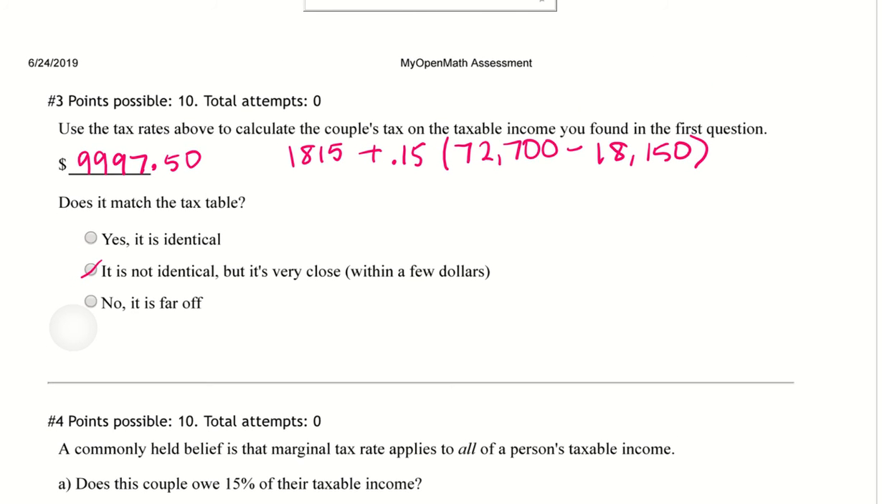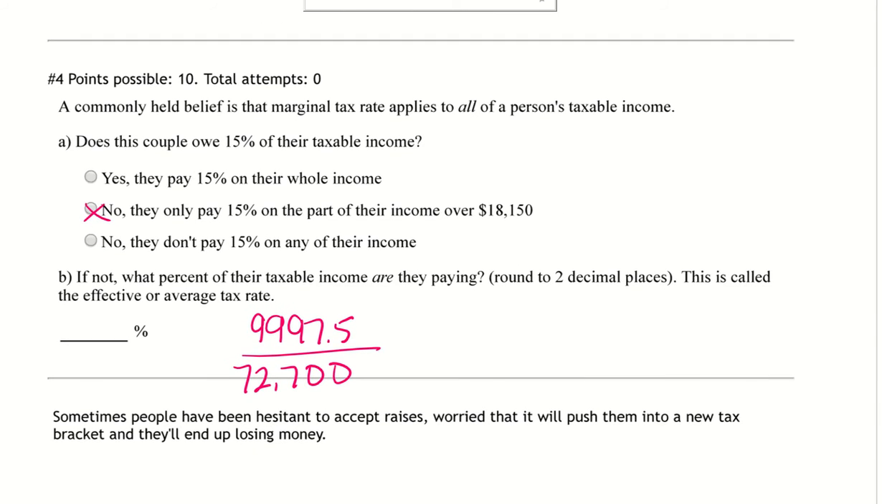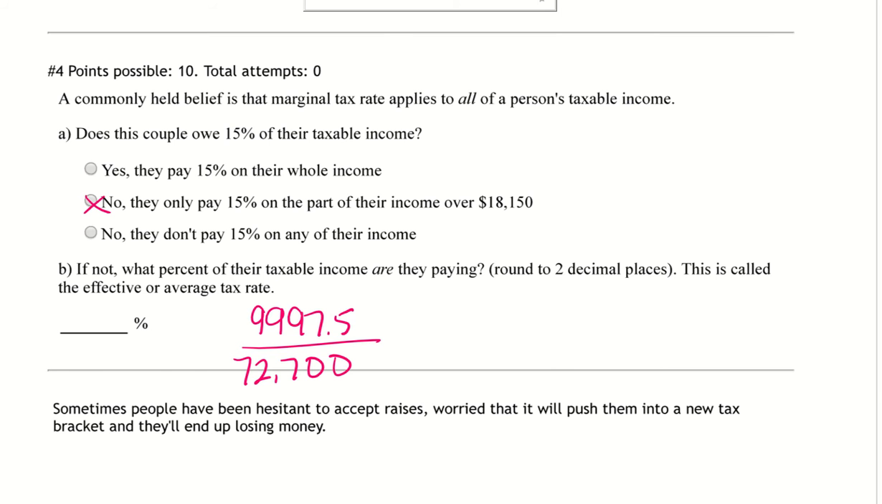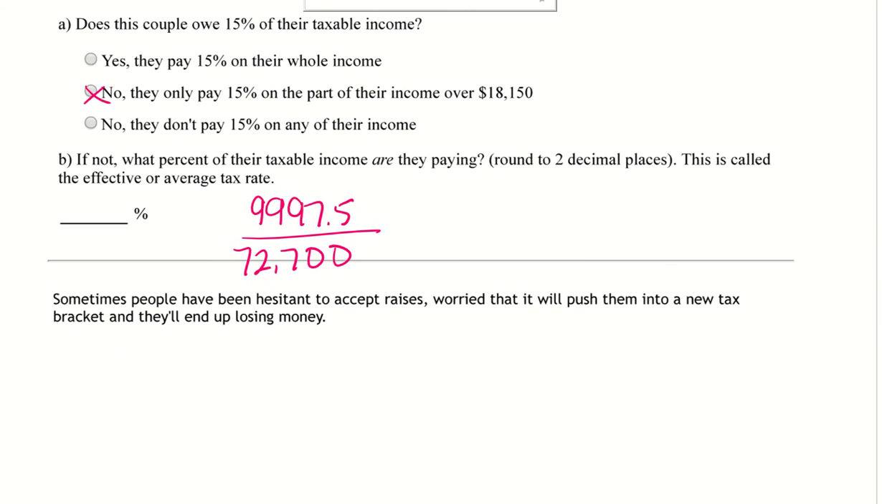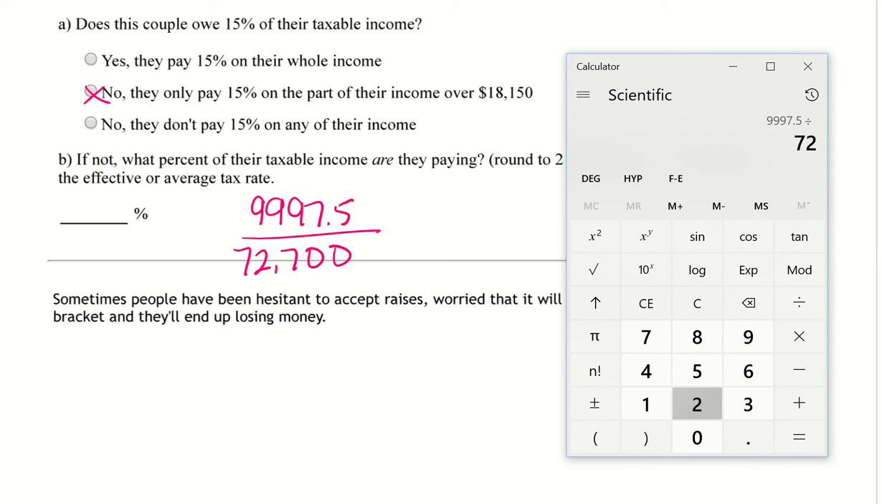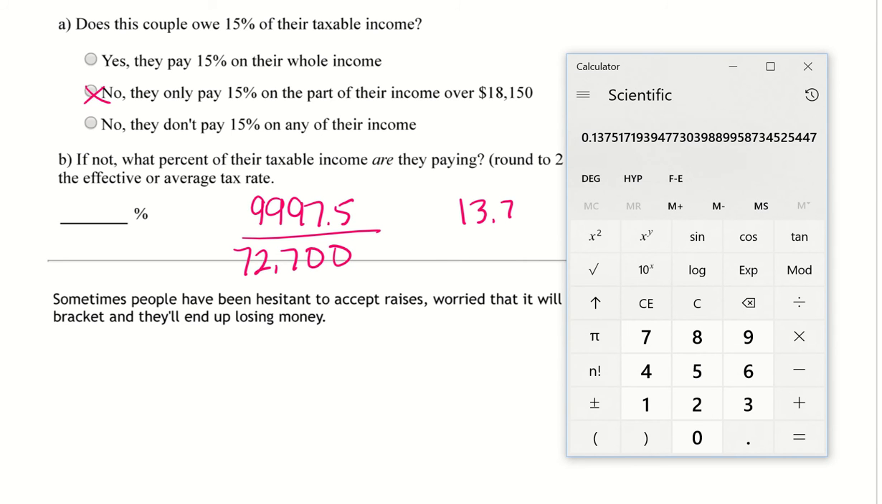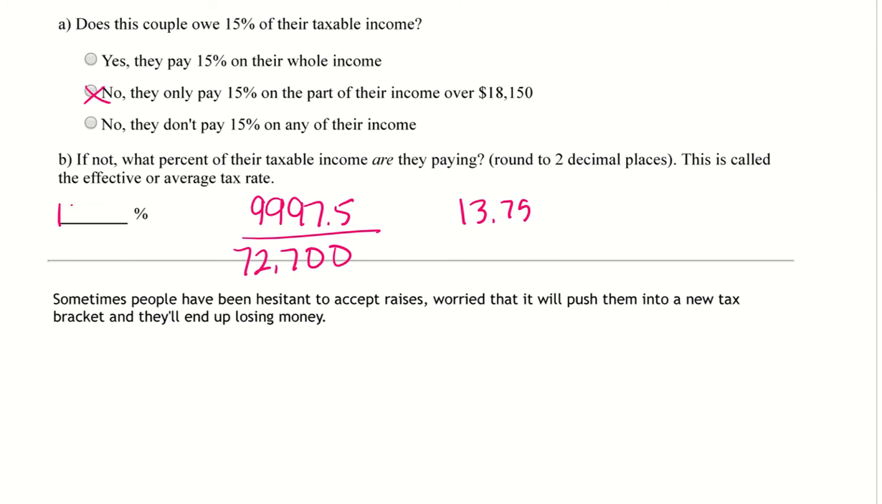The numbers are not identical, 99975, and that 15% was not applied to their whole income. It was just applied to what was over the 18,150. So to find the actual tax rate, the effective tax rate, or average tax rate, we would take that amount and divide it by 72,700. So about 13.75. So 13.75 is what I got.